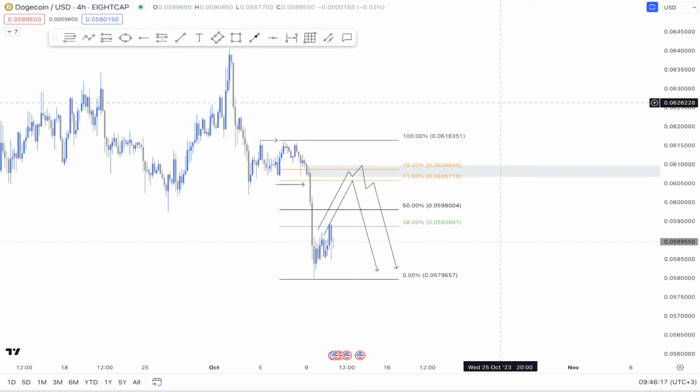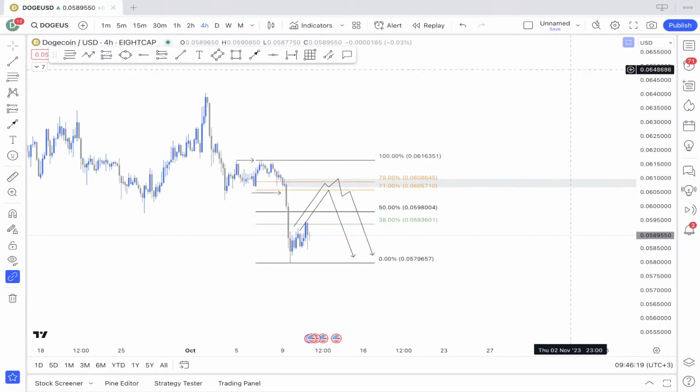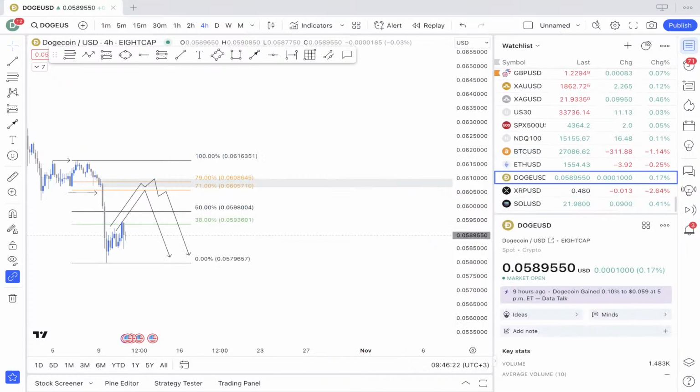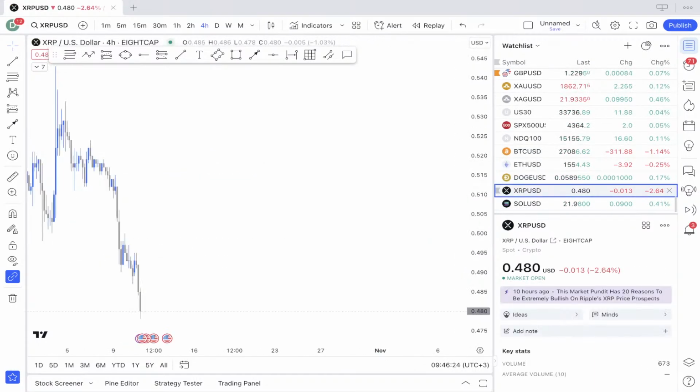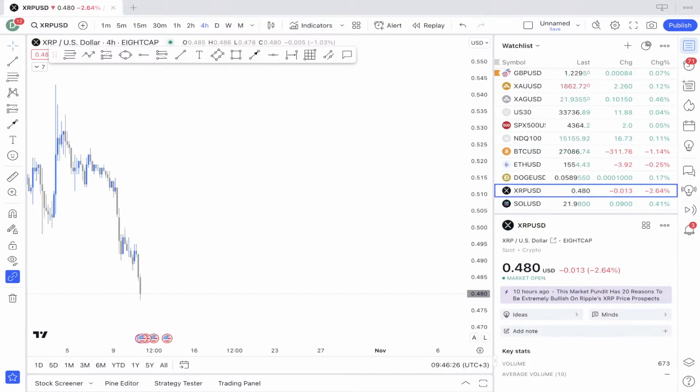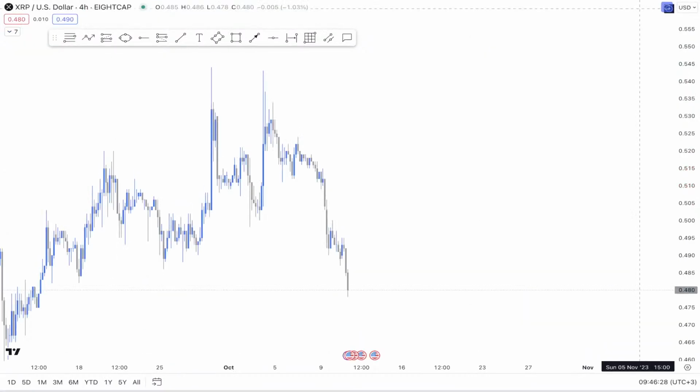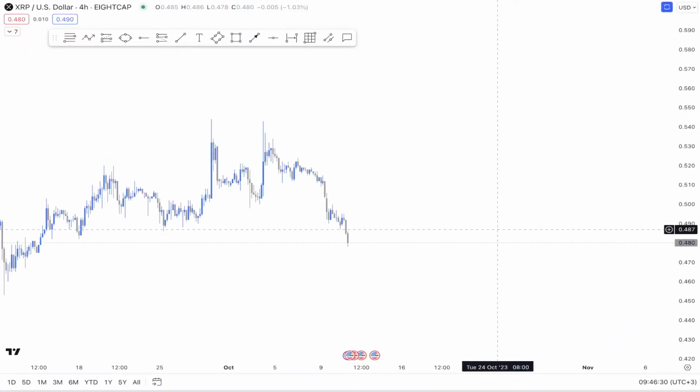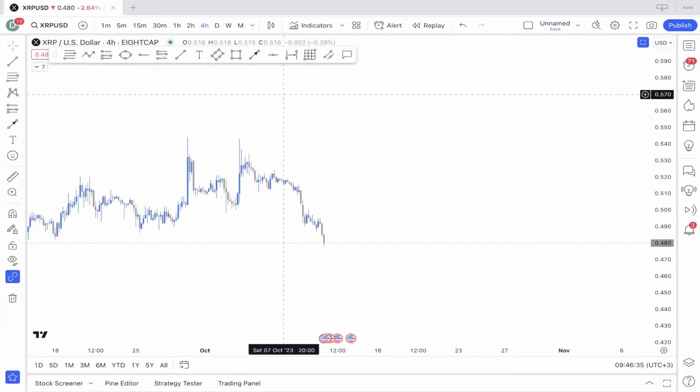All right, next up, I think we have XRP on our list. Yeah, we have XRP. And of course, feel free to let me know if there are any questions, as always. On XRP, I don't really see anything right now. I can also scout the daily real quick.